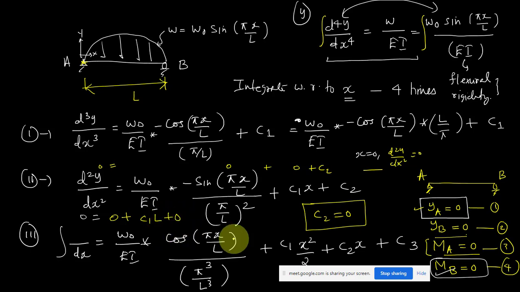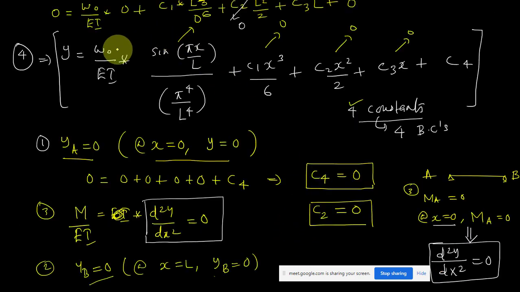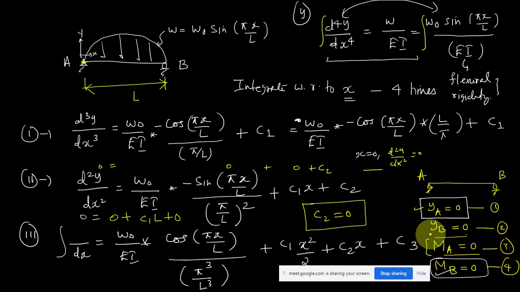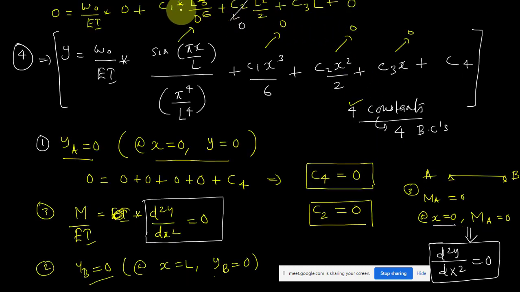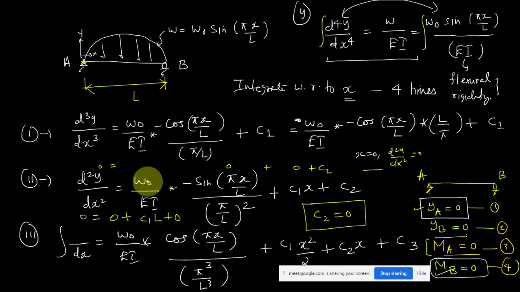Once you take this boundary condition, deflection at b equal to 0, I got an equation here, C1 L cube by 6 plus C3 L equal to 0. So we have one equation and two unknowns, C1 and C3, but the value of C1 you can solve from here itself.